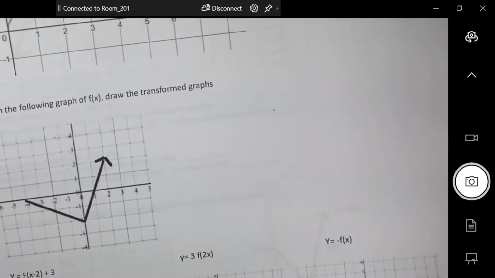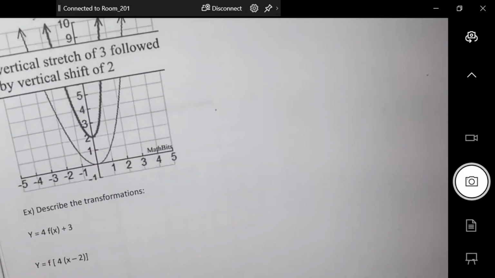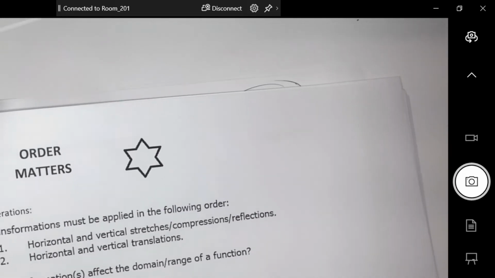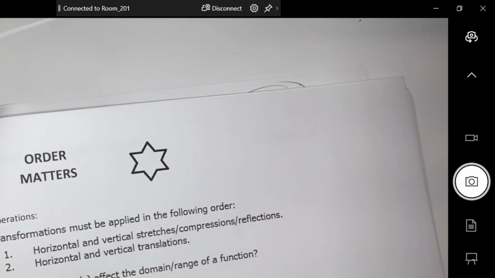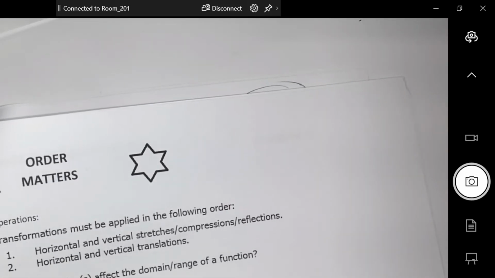Okay, let's talk about some of these. Do you understand BEDMAS would mean you have to multiply, divide before you add or subtract? So if that's the case, you would have to do any reflection or compression or a stretch before a shift, up or down. Does that make sense? You'd have to do it in that order. So here's my example.